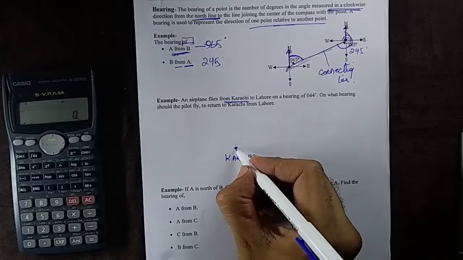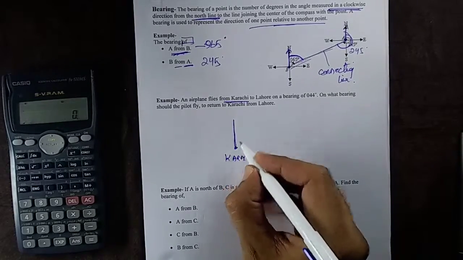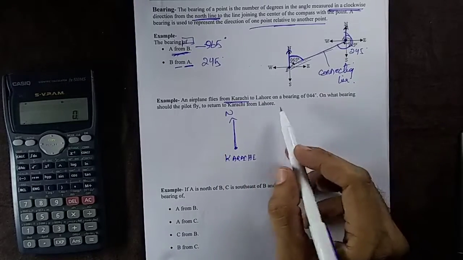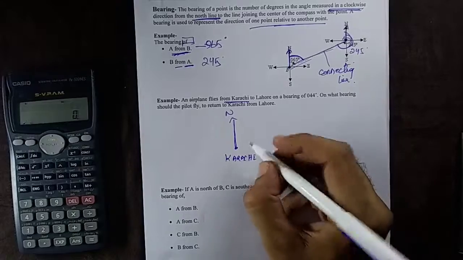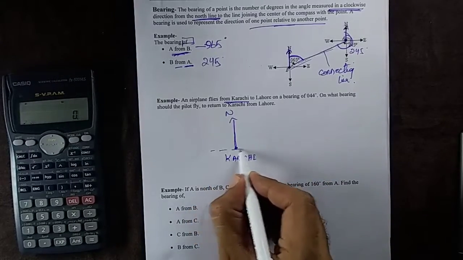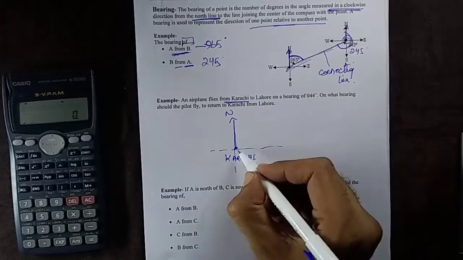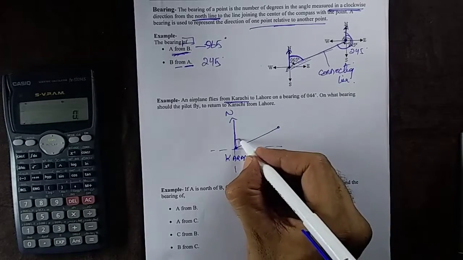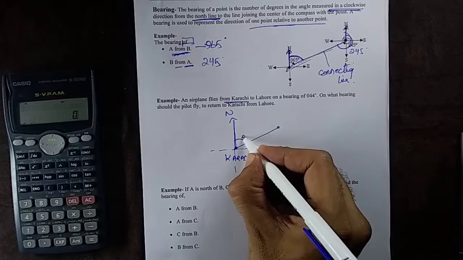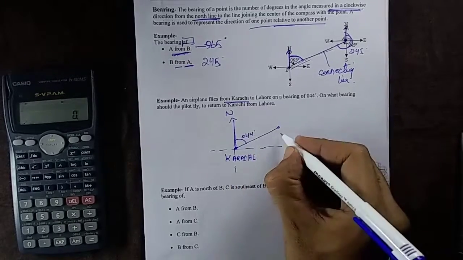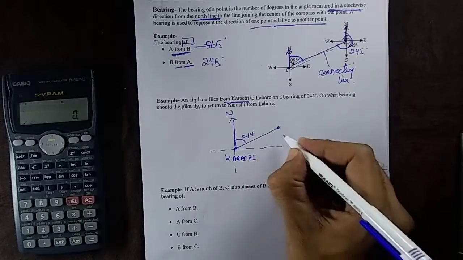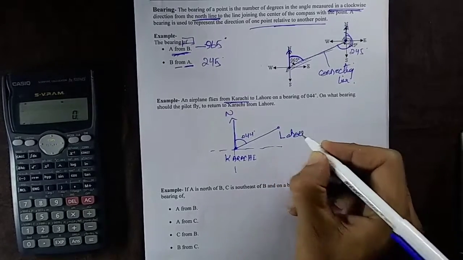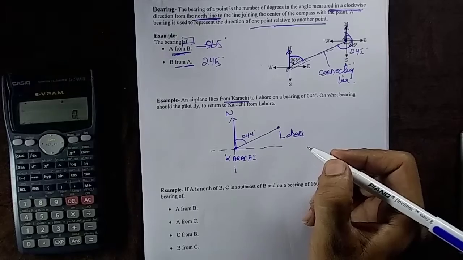So if this is a reference point, then North Pole has to be drawn on Karachi. This is the North Pole. And it's said it's at a bearing of 44 degrees. At a bearing of 44 degrees means 44 degrees would be somewhere here. So this complete angle would be 044, and this plane has to fly from Karachi to Lahore, which is at a bearing of 44 degrees.